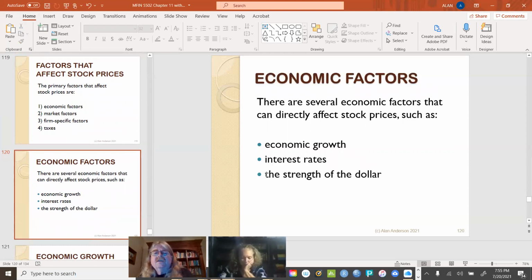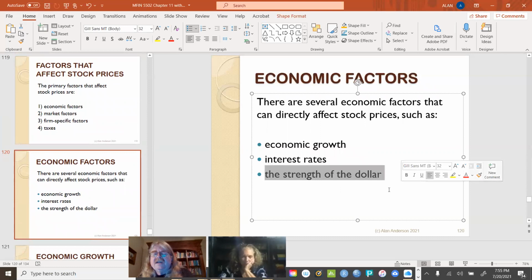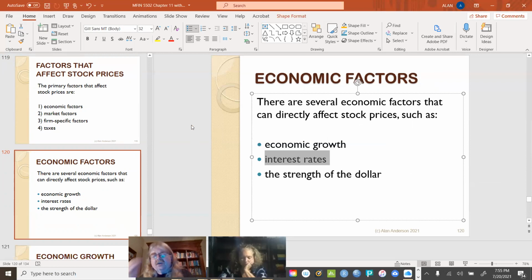For example, the strength of the dollar mainly affects multinationals that do business overseas. But growth, well, that pretty much affects everyone. And then interest rates, well, that depends on the degree to which your corporation needs to borrow to finance its operations. And some institutions make money from higher interest rates, like banks, for example. So banks might find themselves benefiting from rising rates.